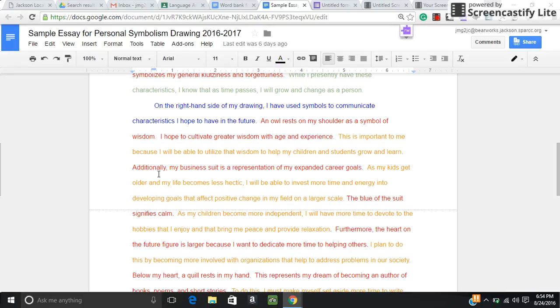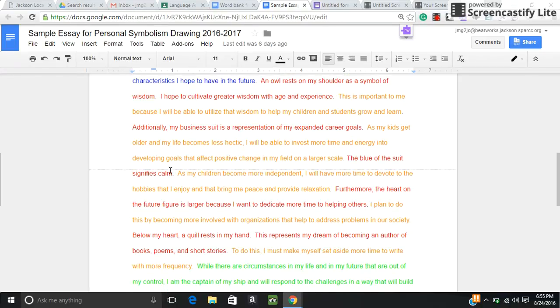Additionally, my business suit is a representation of my expanded career goals. As my kids get older and my life becomes less hectic, I will be able to invest more time and energy into developing goals that affect positive change in my field on a larger scale. So you can see this is kind of a how I'm going to achieve this.